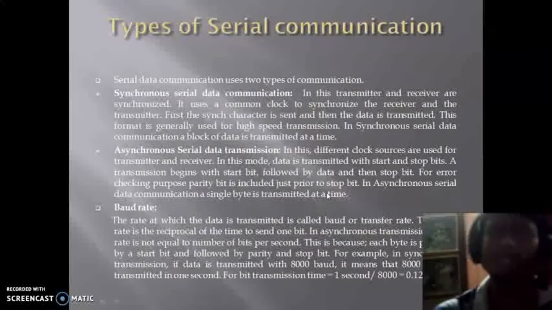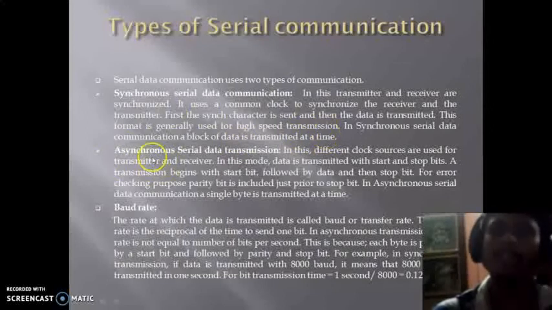Next, there are the types of serial communications. Serial data communication uses two types: first, synchronous serial data communication, and second, asynchronous serial data communication. In synchronous serial data communication, the transmitter and receiver are synchronized. A common clock is used to synchronize the receiver and the transmitter, so that first the synchronization character is sent and then the data is transmitted. This format is generally used for high speed transmission.